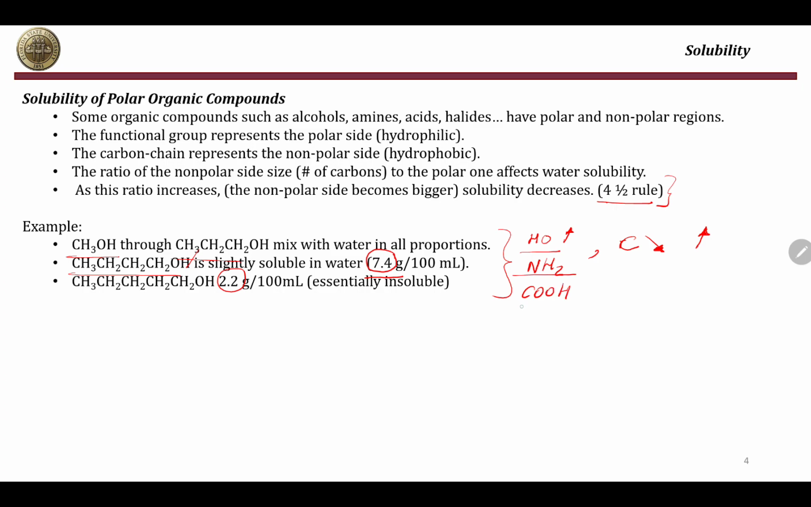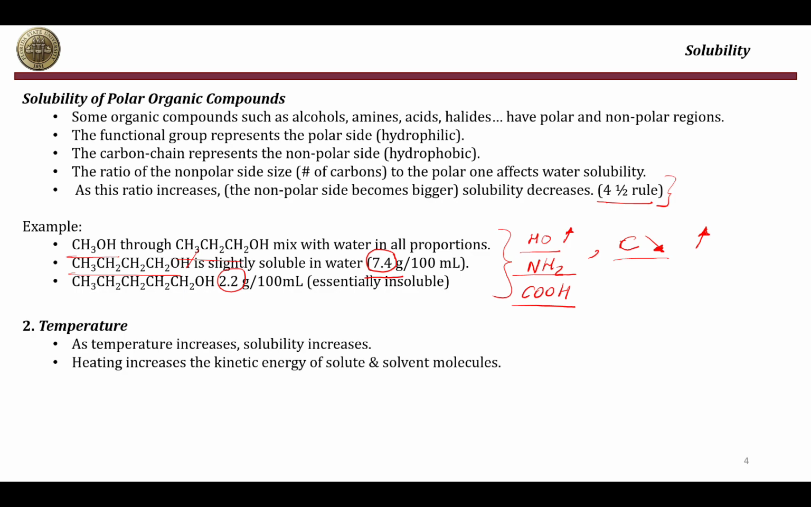So if we have more than one of this functional group, for example, a dicarboxylic acid or a diamine, they will be more soluble than compounds which have only one functional group. And again, decreasing the number of carbons will help in increasing the solubility of the compound. The other factor which affects the solubility is temperature. As temperature increases, solubility usually increases.